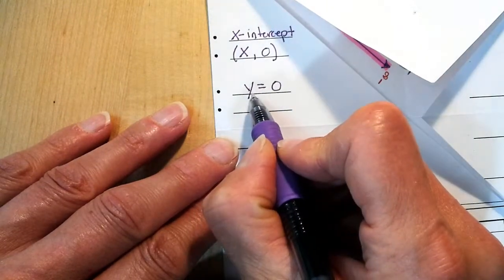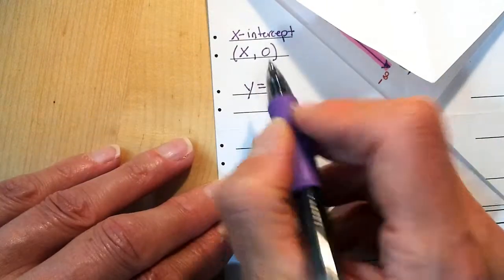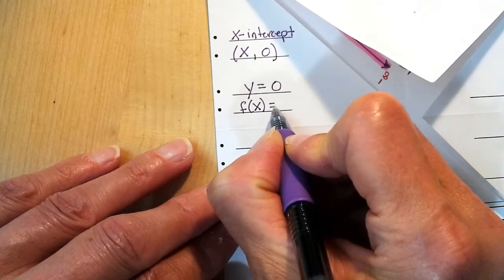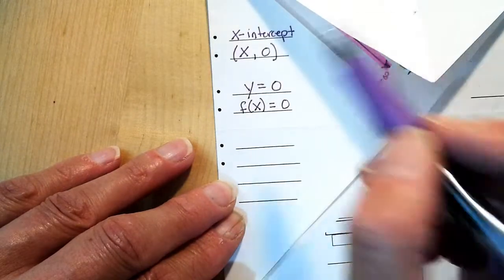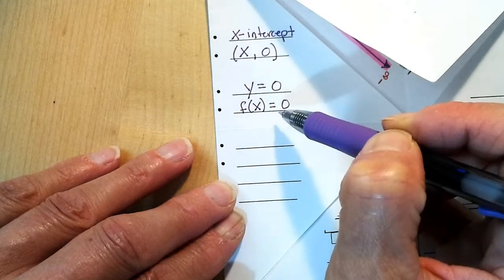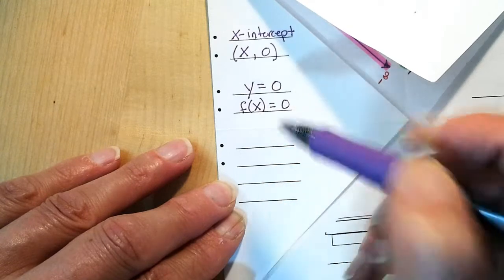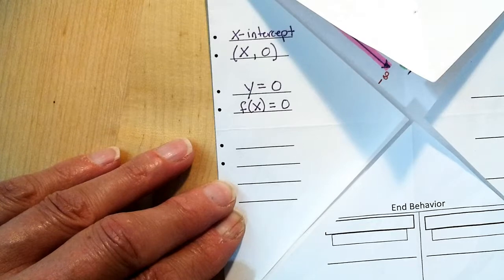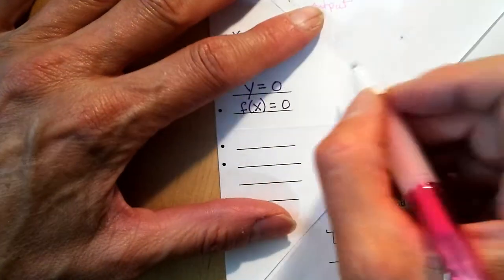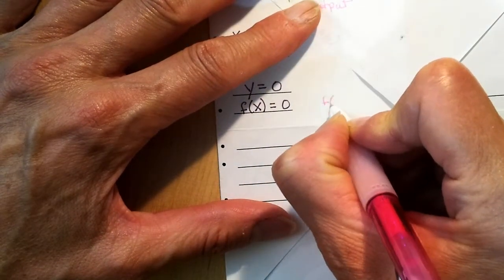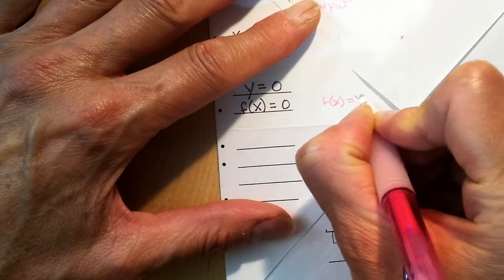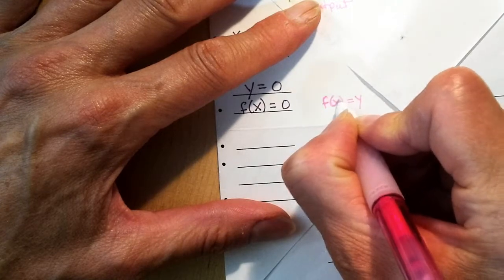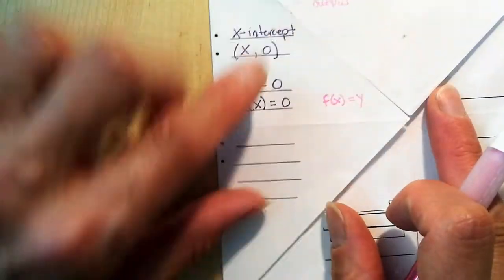And what's another way of saying y? Another way of saying y is f at x. So f at x equals 0. So all of these things I've shown you so far mean exactly the same thing. So you may want to make a little notation to yourself that f at x is the same thing as y. Okay? So just write a little note to yourself so that you remember, and y is 0 at the x-intercept.